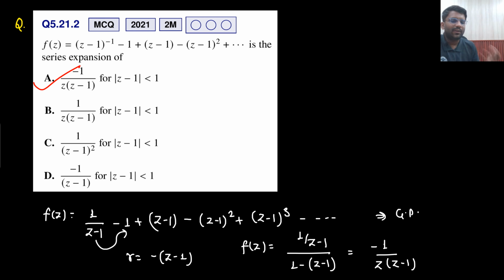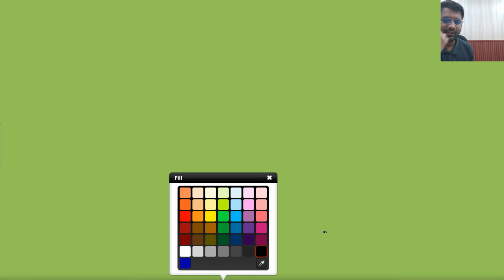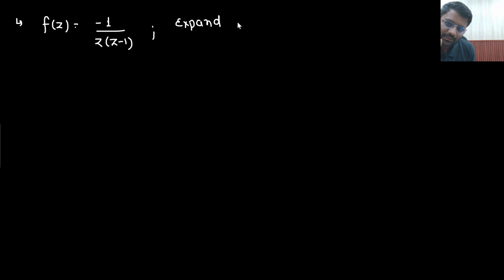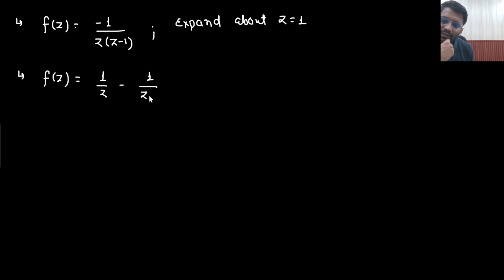And if we need to expand, then how will we expand? Let's just say we need to expand this particular function. F of z is given, which is minus 1 upon z into z minus 1. And the question is expand about z equals to 1. So how will you expand? Sir, for the expansion, what will I do? First of all, I can separate them. How will I separate? Sir, 1 by z minus 1 upon z minus 1. Yes, this is how I can separate them. If you solve it, this is the same thing you will be getting.